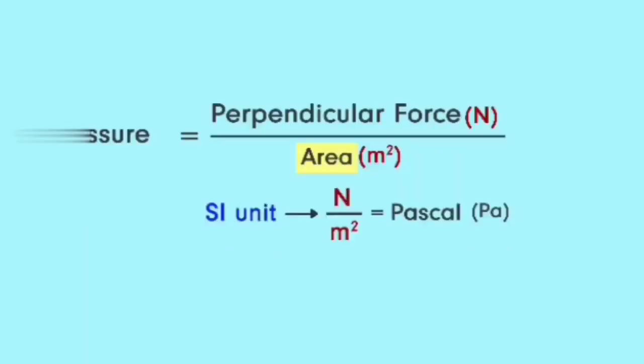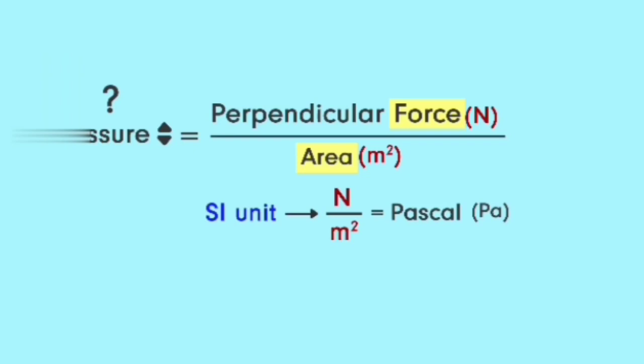Here you can see that the area is in the denominator of the fraction. Then what is this area? Area is nothing but the area on which the force is applied. If we keep the force constant and increase the area, then what will happen to the pressure? Will the pressure increase or decrease?